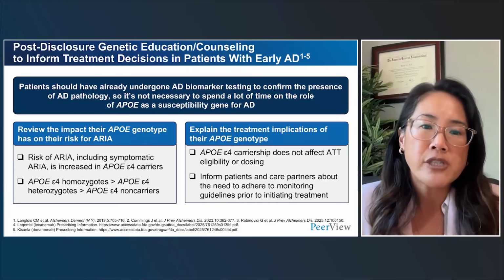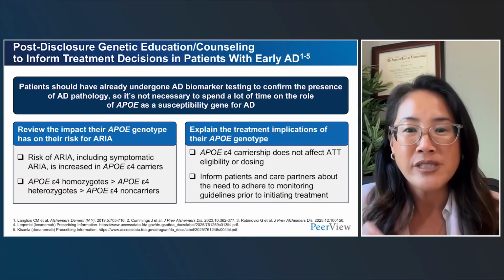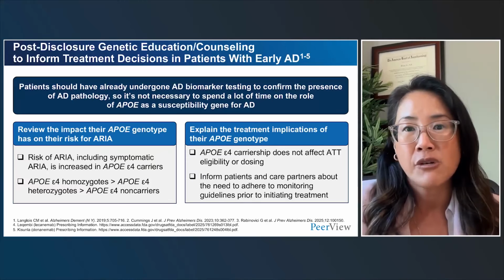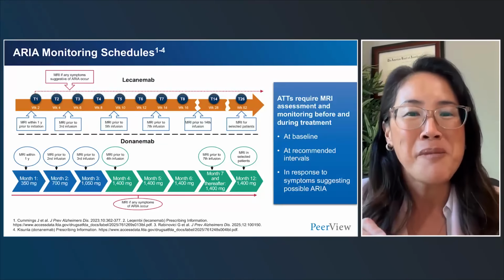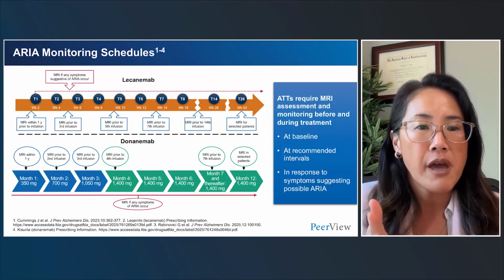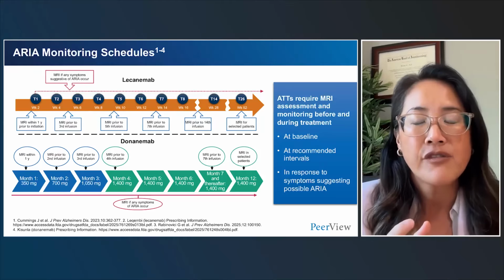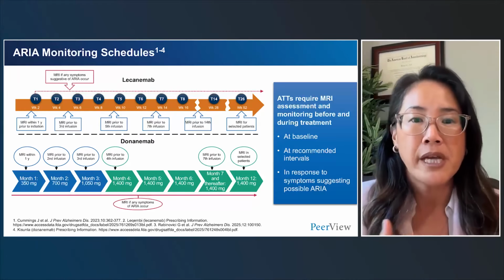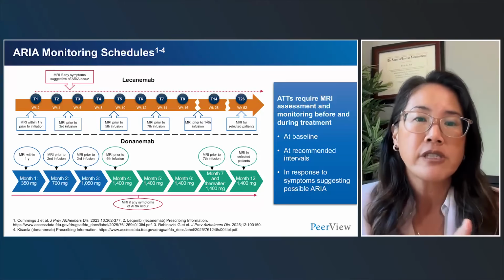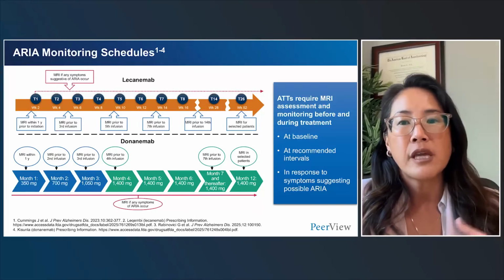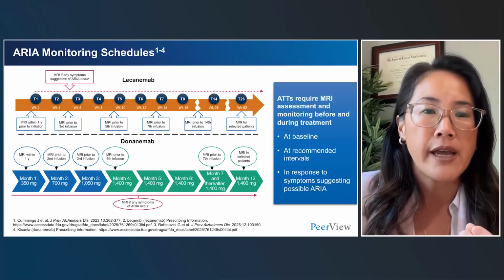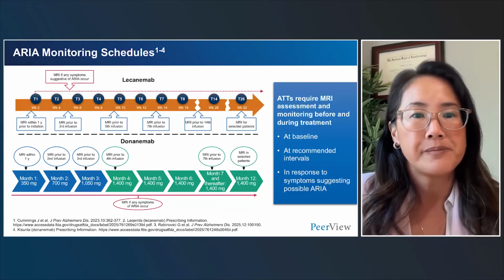We want to make sure we share with patients and care partners the need to follow and stick to the monitoring guidelines that are set forth for them as we initiate and continue the treatment. And this is not to memorize, but to give you an overview of the MRI monitoring for lecanemab and for donanemab. So it's set for whatever APOE genotype the patient has. That's important to note, that we don't change the MRI monitoring based on that; they're set schedules. And we do this at baseline and these recommended intervals, and then we may add an additional MRI in case there are symptoms related to possible ARIA.